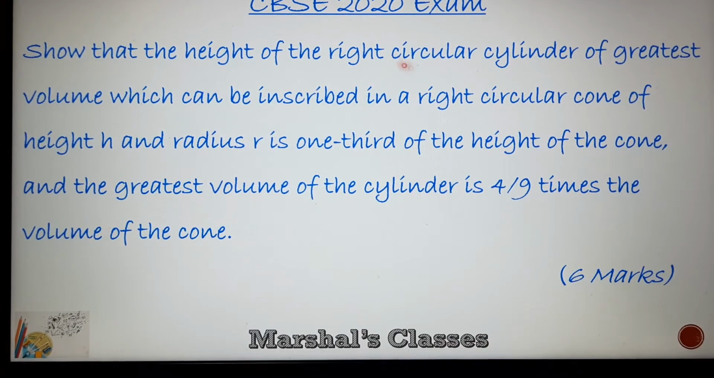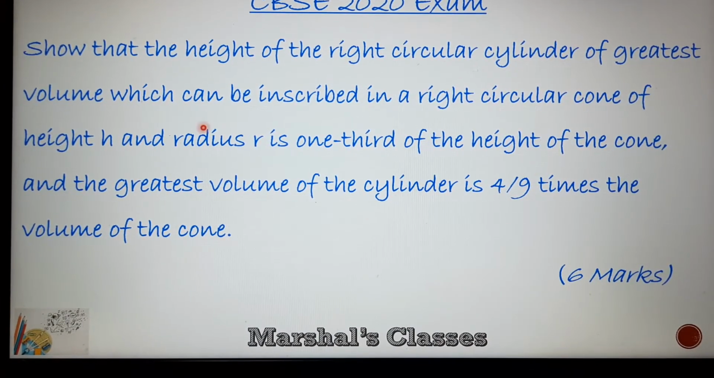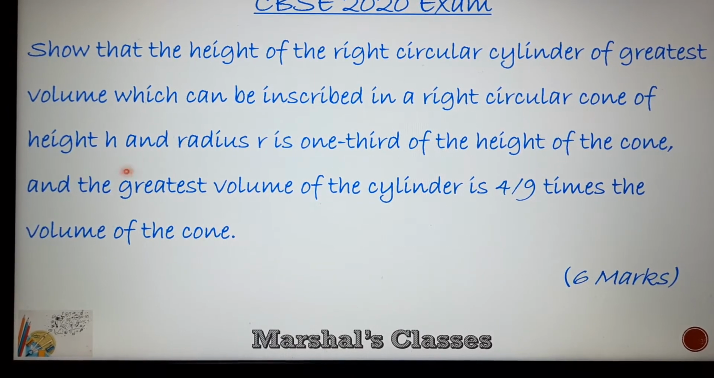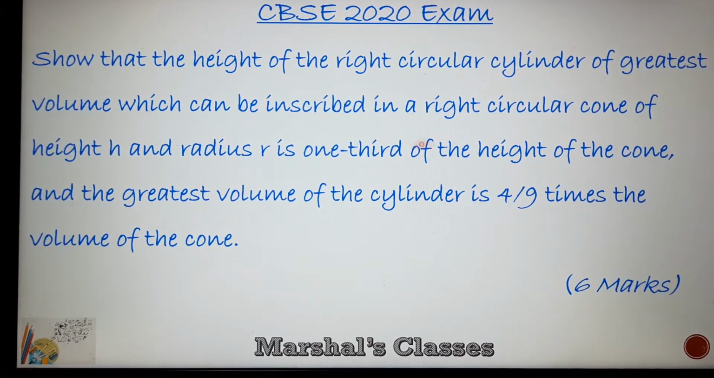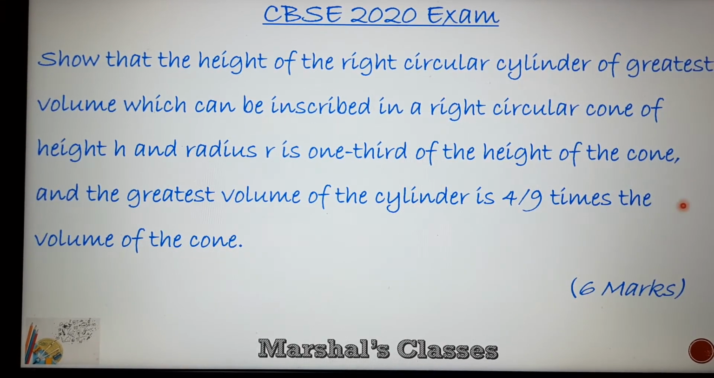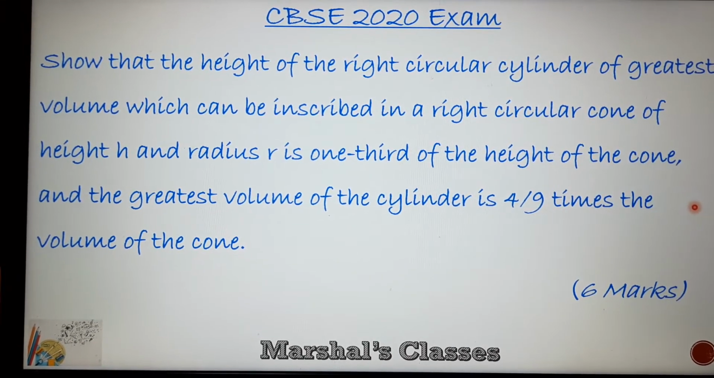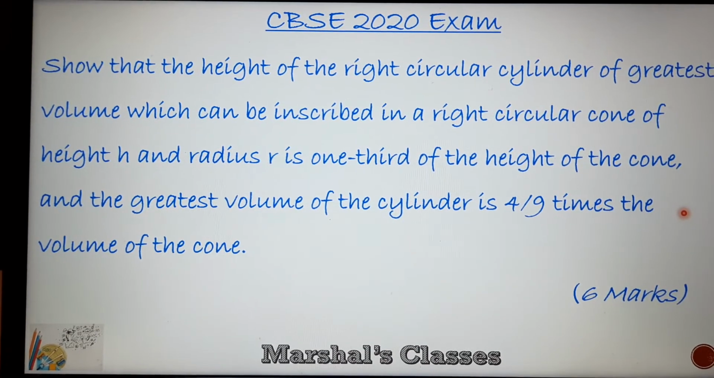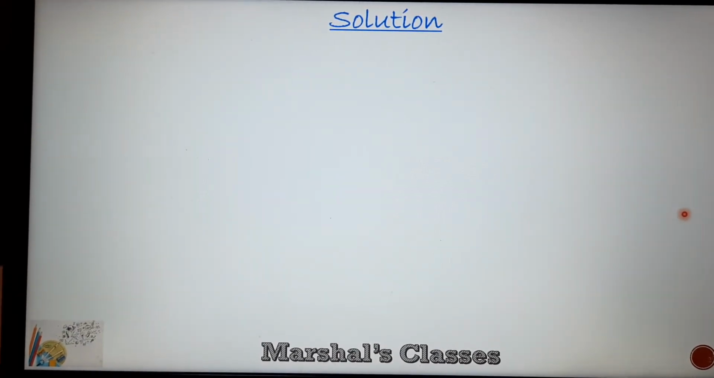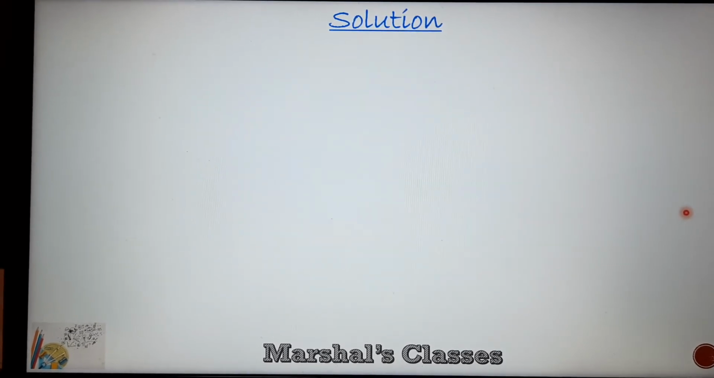Show that the height of the right circular cylinder of greatest volume, which can be inscribed in a right circular cone of height h and radius r, is 1/3 the height of the cone, and the greatest volume of the cylinder is 4/9 times the volume of the cone. This problem carried a weightage of 6 marks. So let's see how we go about solving the problem.